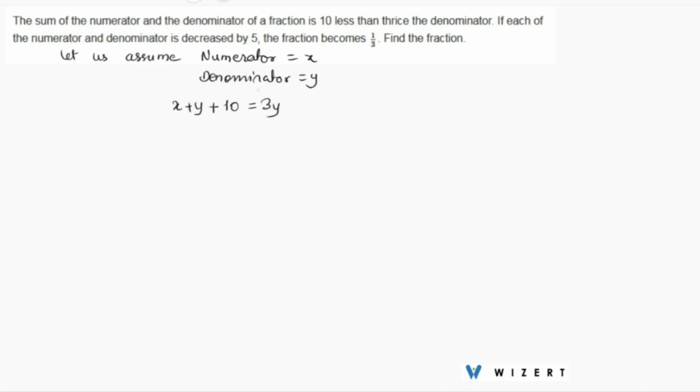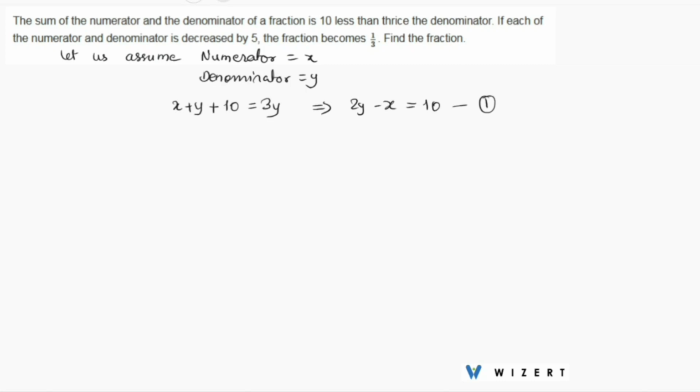So from here we get an equation. Let's take y over to this side, so 2y, and x over to this side, so minus x. So 2y minus x equal to 10. Let's name it equation 1.